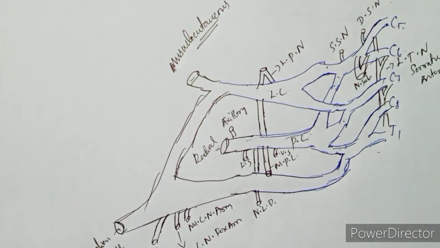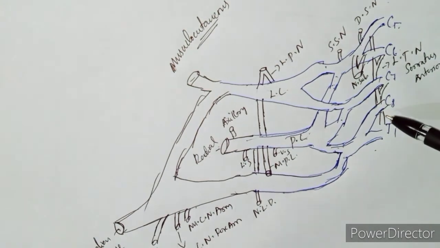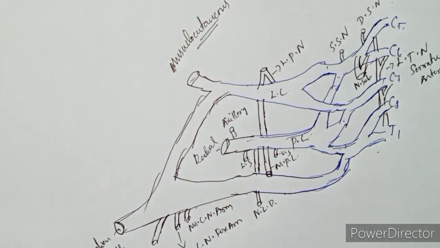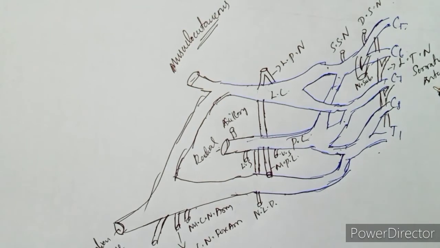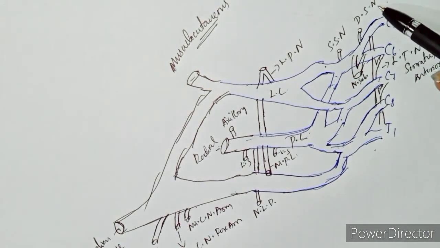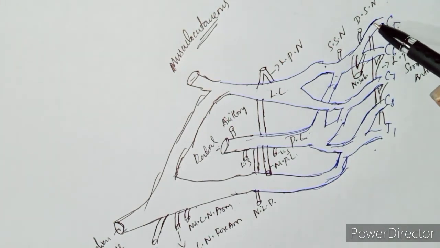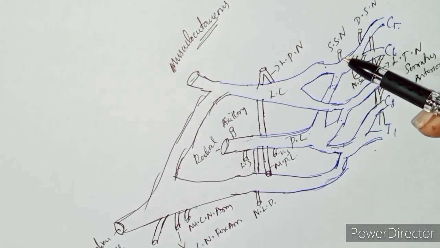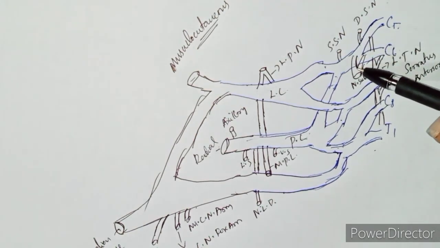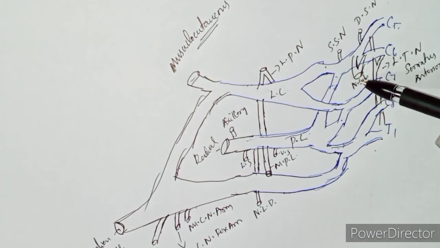Now we are going to see the branches of nerves, and before that we have another nerve that is over here. This is called the long thoracic nerve, that is going to supply the serratus anterior muscle. And then at the level of the roots we have the dorsal scapular nerve. This is going to supply the rhomboids and levator scapulae. At the level of the trunk we have the suprascapular nerve. This is going to supply the supraspinatus and infraspinatus. And at the level of the trunks we have the nerve to subclavius. It's going to supply the subclavius muscle.